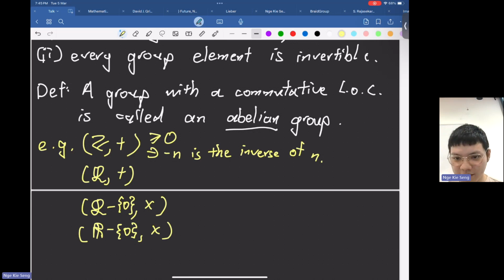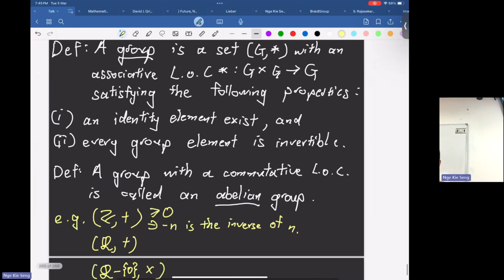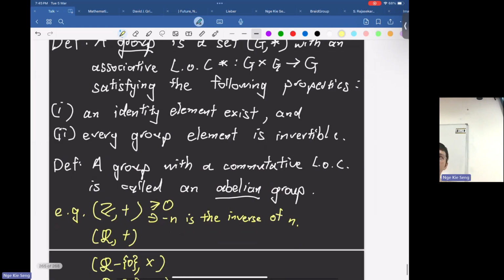Okay, so what time is it? Huh? Okay. So any question up to here about the definition of groups? Maybe you need to construct one group that is not abelian. What group is not abelian?